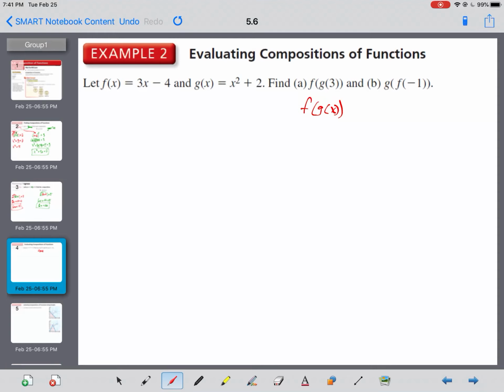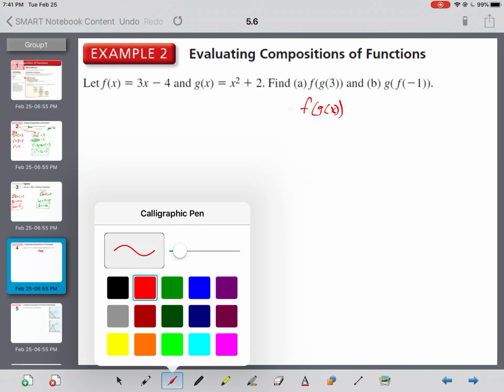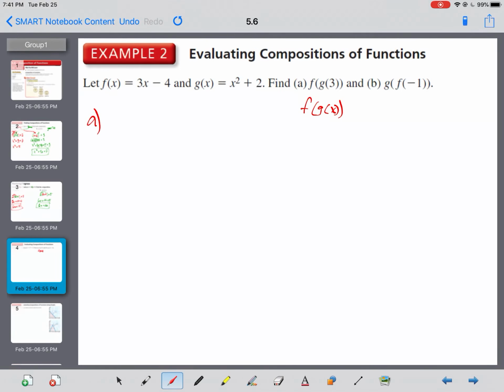Same thing with g of f of -1. They've replaced the x with a -1. So you can take the number, plug it into the inner equation first. So, for instance, let's do a here. On a, we're going to plug it into g first.